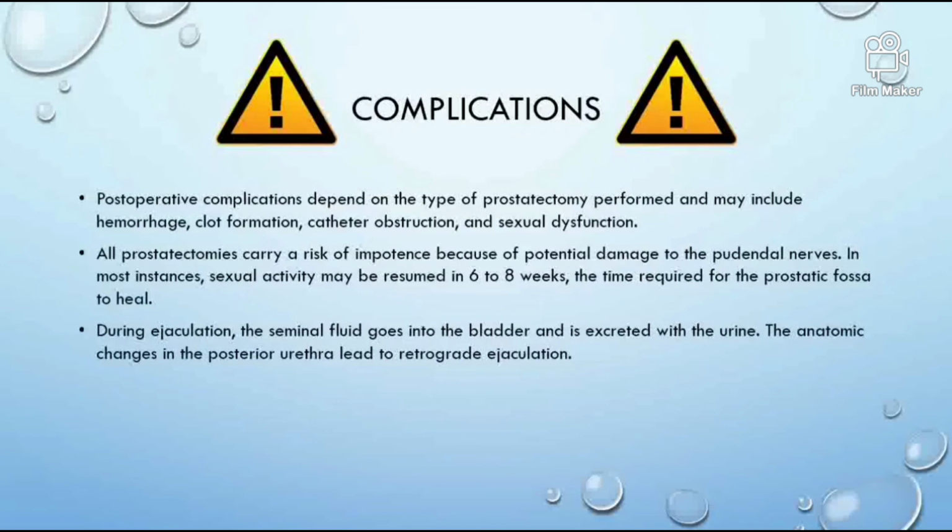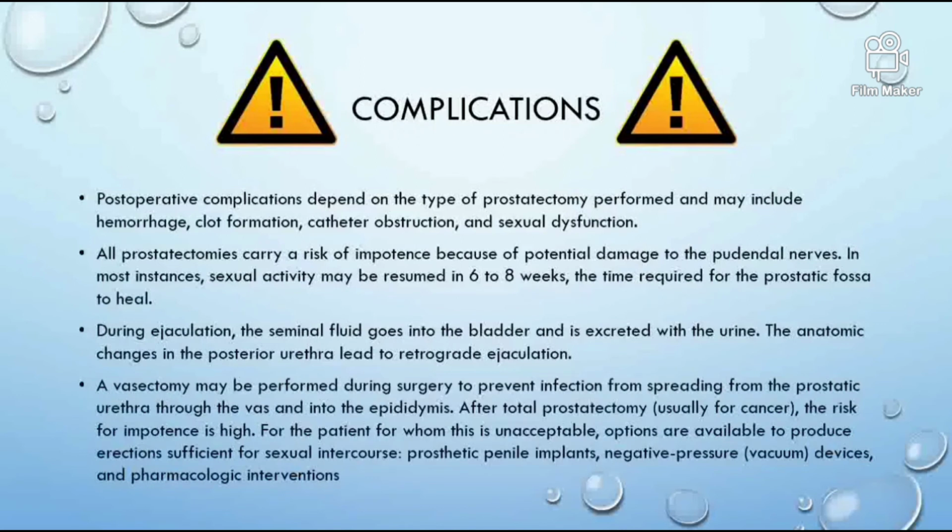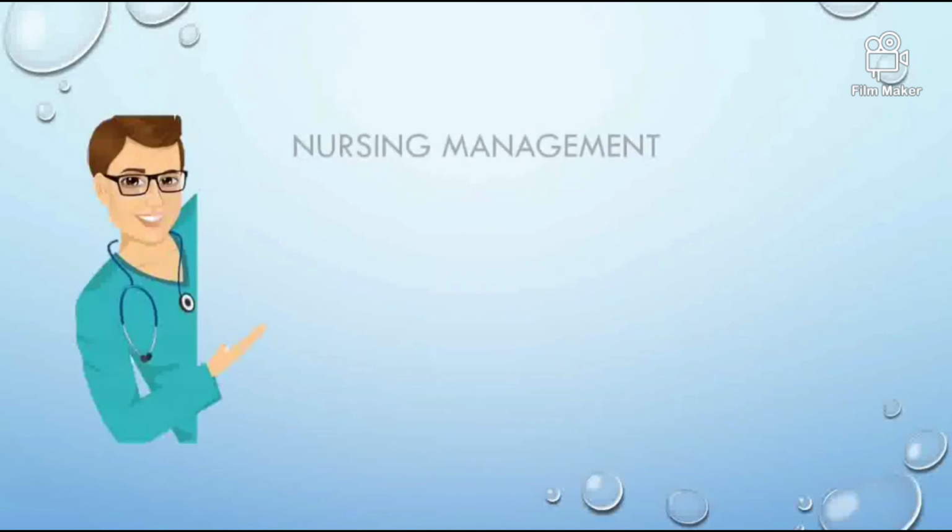The anatomic changes in the posterior urethra lead to retrograde ejaculation, and a vasectomy may be performed during surgery to prevent infection from spreading from the prostatic urethra through the vas and into the epididymis. After total prostatectomy, the risk for impotence is high. For the patient for whom this is an acceptable option, devices are available to produce erection sufficient for sexual intercourse, such as prosthetic penile implants, negative pressure vacuum devices, and pharmacological interventions.